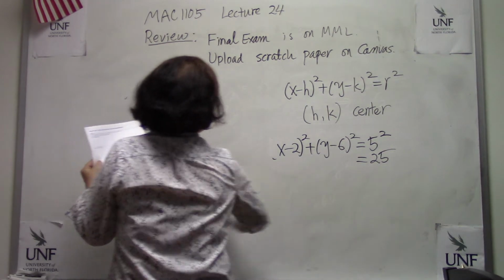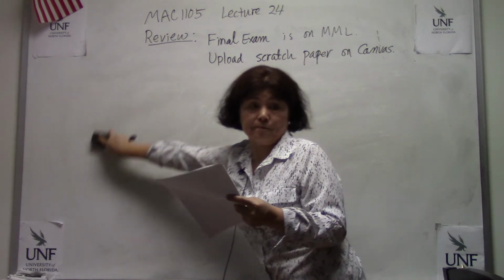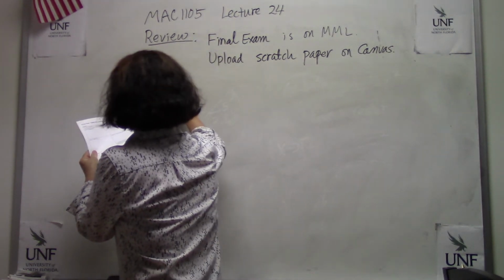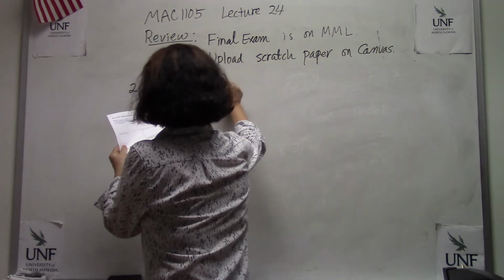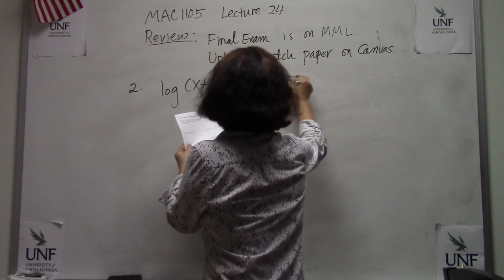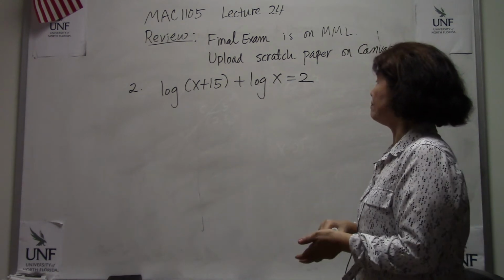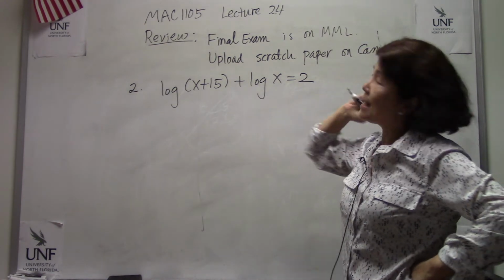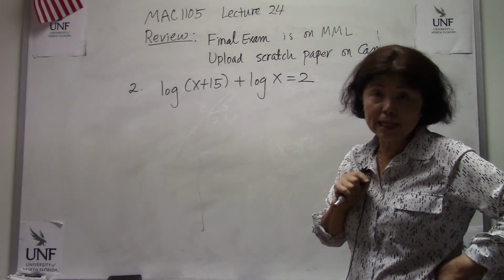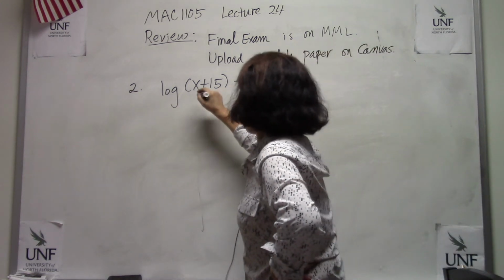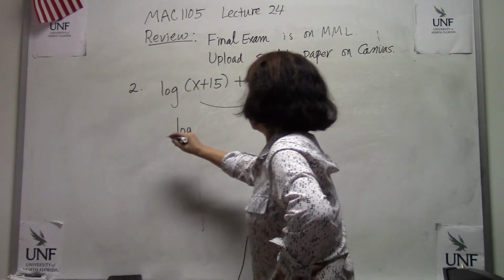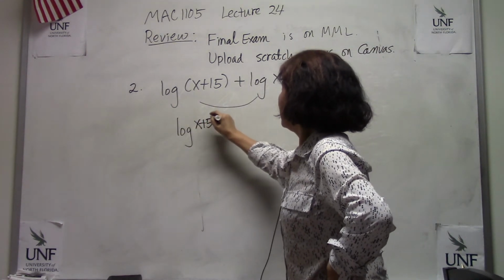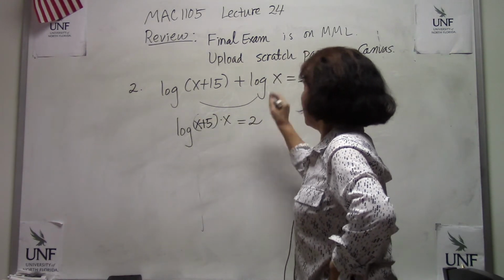Next one is a logarithmic equation. Here, number 2. Log(x plus 15) plus log x equals 2. Well, in this logarithmic equation, on one side we have 2 logarithms, and on the other side we have just the number 2. So what is your game plan? Yes, we are going to combine these together and make a single log. We verify the bases are the same, 10. So log of (x plus 15) times x equals 2.